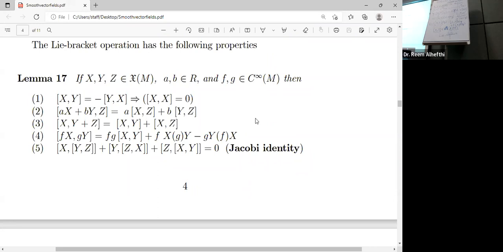I don't ask about the Lie algebra. I ask about the Lie bracket. This one, what's the structure? X, Y between the square brackets. What's the definition of the Lie bracket?